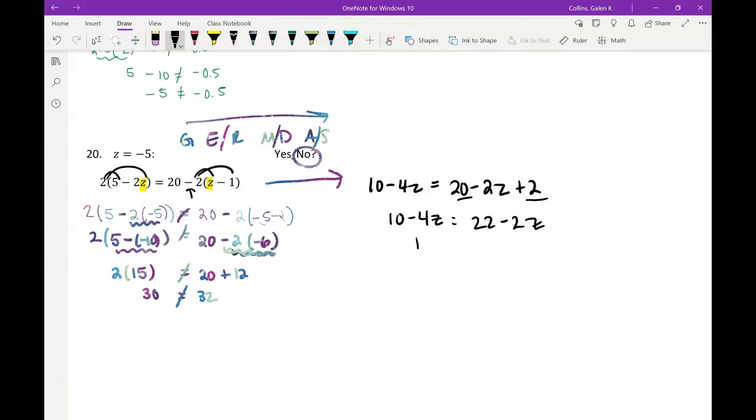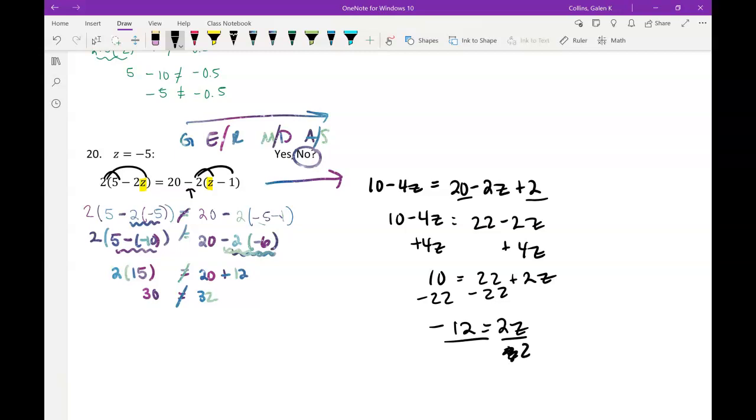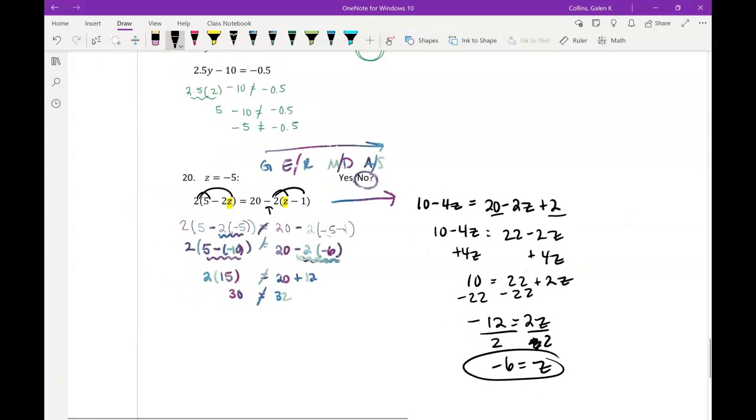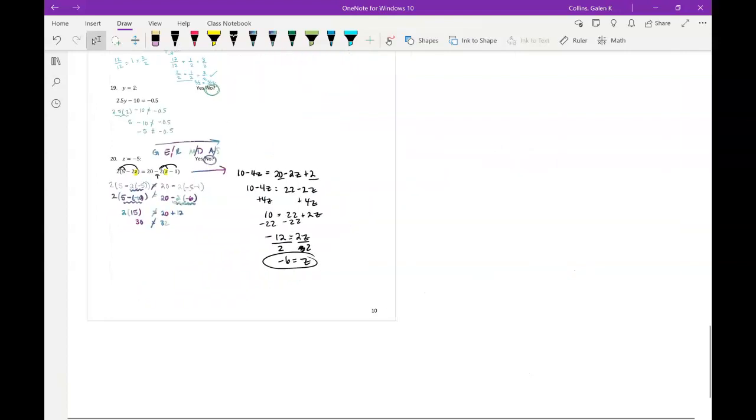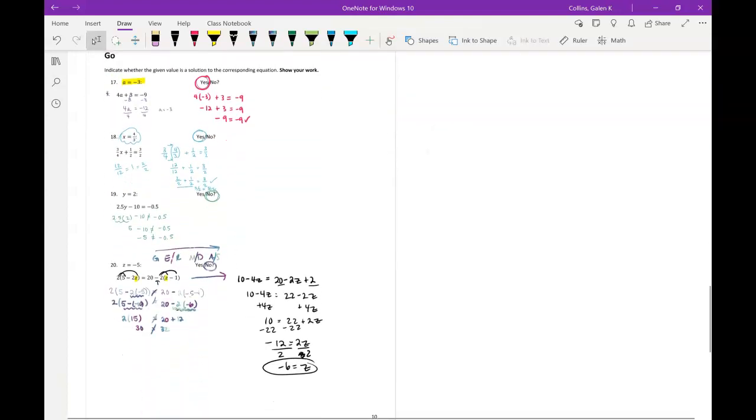Let's see, we could add 4z to both sides. I just started crossing my z's so they don't look like a 2. I'd have 10 equals 22 plus 2z. Subtract 22 from both sides, and that is negative 12 equals 2z. So, oops, divide by 2. So the only solution to this equation would be negative 6, not negative 5. But we were kind of close with the negative 5. All right, I believe that is all of the GO questions. And we said, no, that last one is not a solution.